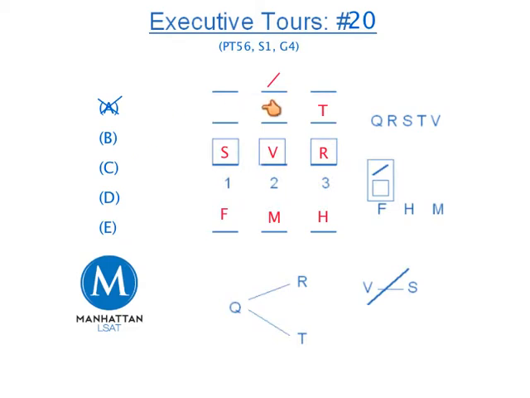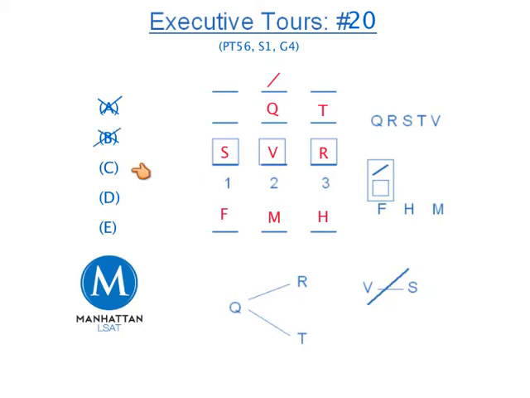At this point, R and T are the only executives assigned to H, and there's exactly one executive assigned to F. F is still preceding H. Q still precedes both R and T, and we don't have V before S. All the rules hold, and we can eliminate answer choice B.